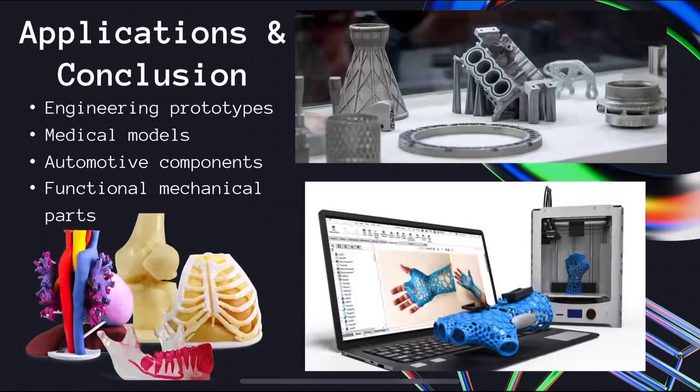Applications and conclusion. FDM is widely used in many industries. In engineering, it is used to create prototypes for testing fit, function, and design. In the medical field, it is used to produce anatomical models for surgical planning. In the automotive industry, it is used for lightweight components and design testing. It is also used to produce functional mechanical parts such as brackets, housings, and gears.